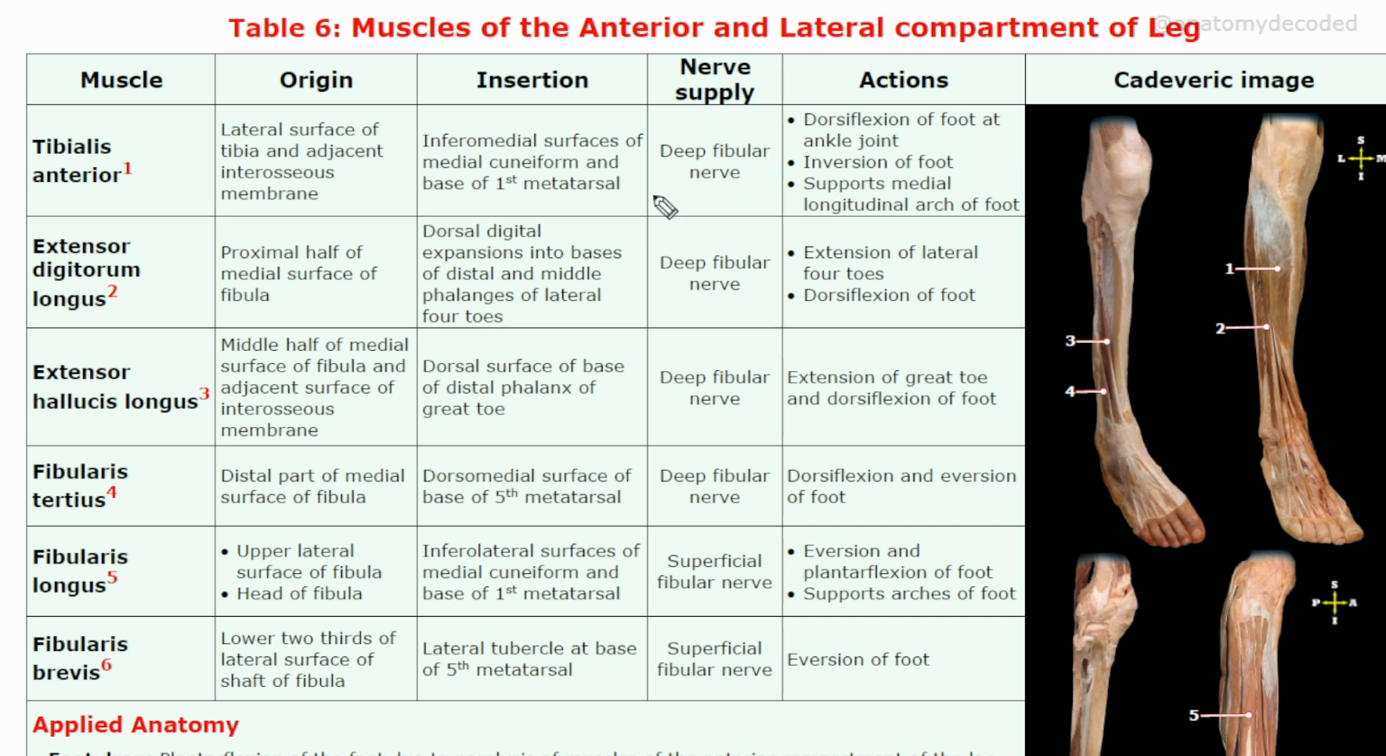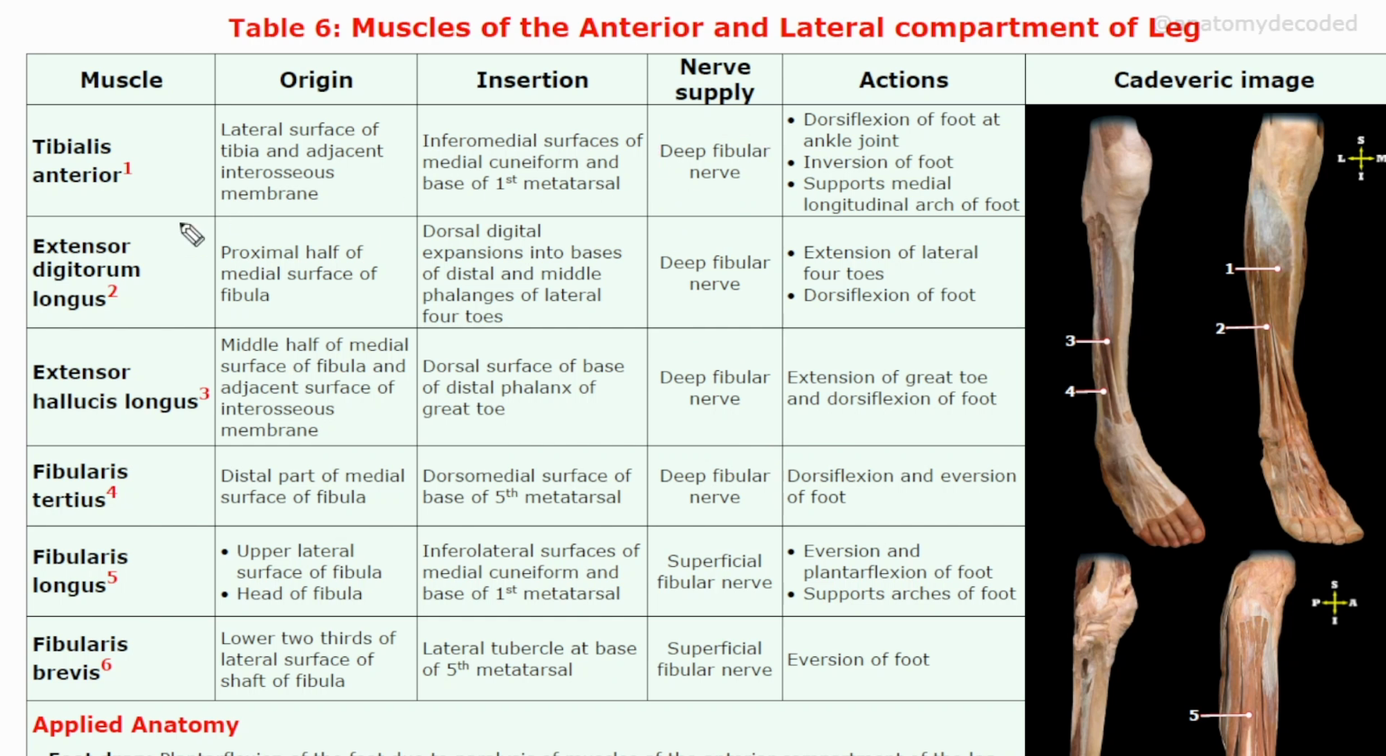This deep fibular nerve is a branch of the common fibular nerve, and it is the same nerve which supplies the other anterior compartment muscles. All anterior compartment muscles are supplied by the deep fibular nerve. This nerve is also referred to as the deep peroneal nerve.